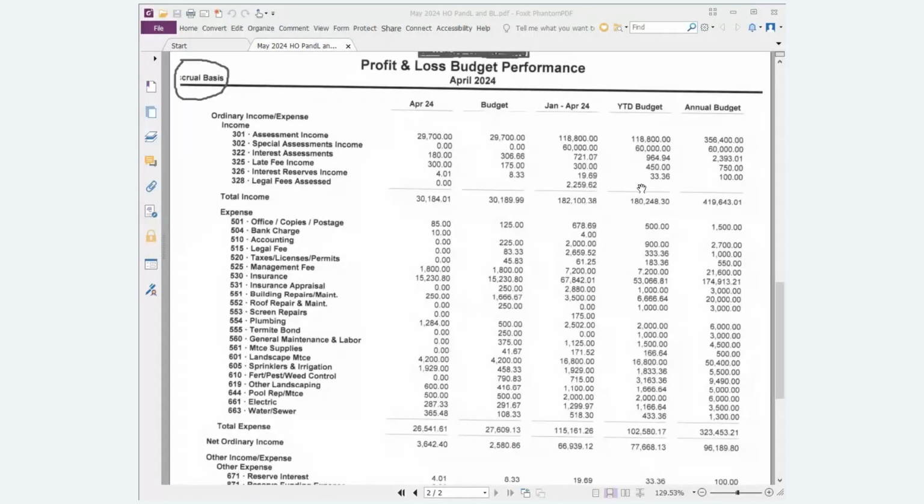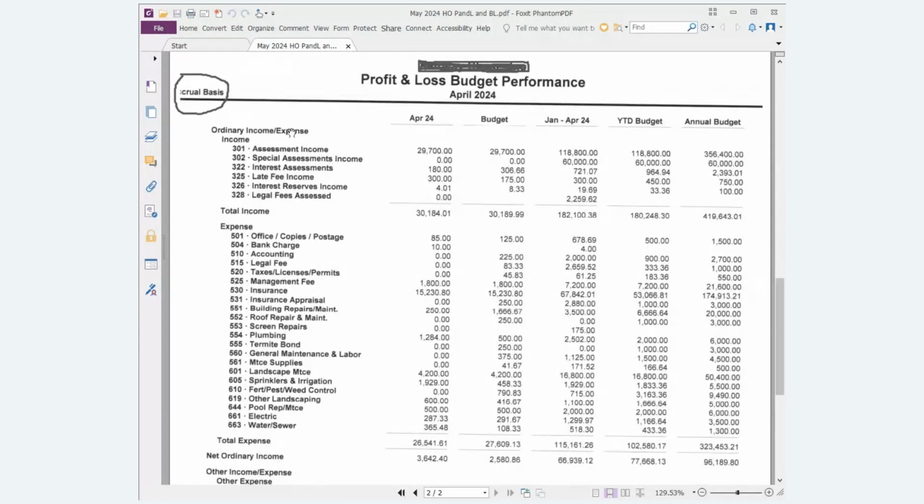So let's break this down a little bit and see what we have here. We have the income side of things, which would include assessment income and special assessment income if there is any. As you see, there's a number here, so there is a special assessment that's been announced. Interest assessments on late payments, late fee income, interest reserve income.